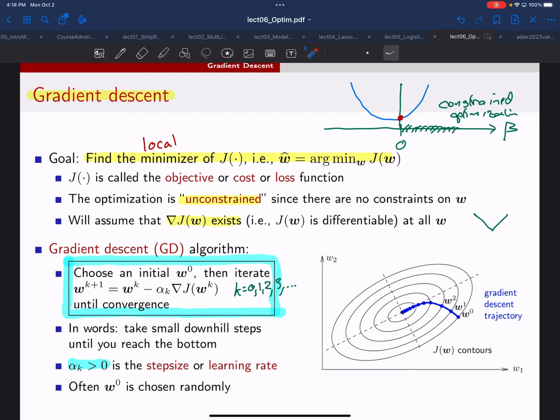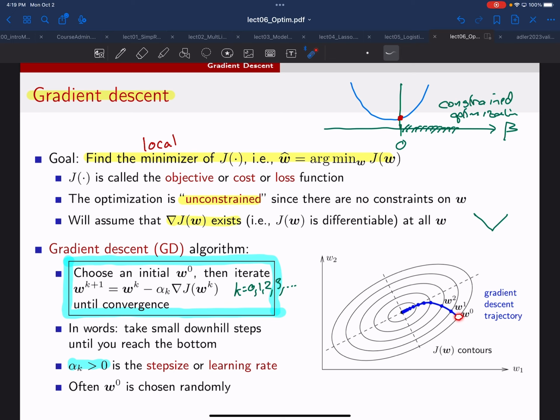The direction you're traveling in is the negative gradient. Remember, the gradient is always pointing in the steepest direction uphill. The negative gradient is always pointing in the steepest direction downhill. So this says, take steps in the steepest direction downhill, but don't go too far.